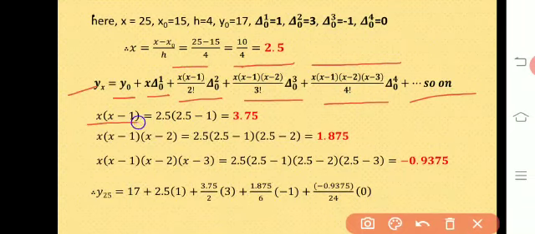So x into x minus 1, it is nothing but x is 2.5. So 2.5 into 2.5 minus 1. Simplify further, you will get 3.75.